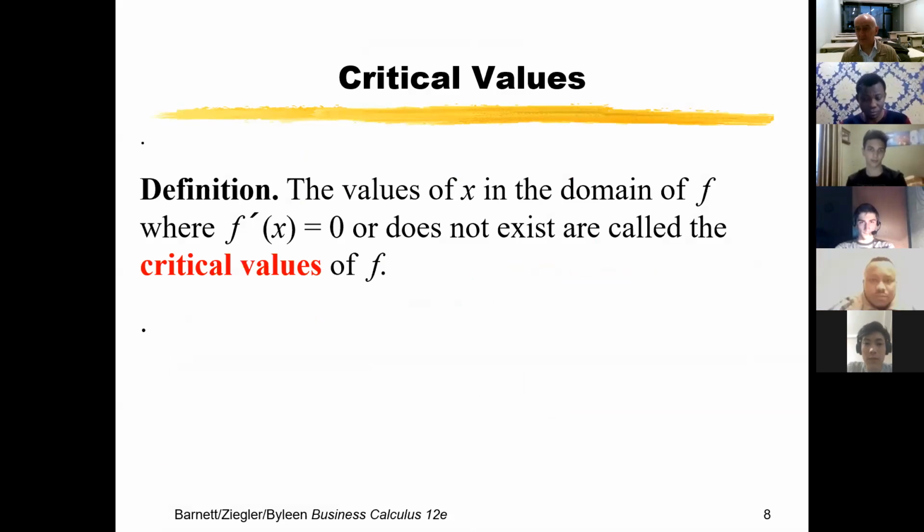Now, critical values. You should remember it very well. Hi, Emmanuel. Hi. Good afternoon. Sorry, I was late. I was doing something. Okay. Take your notebook and pen. Okay, 1 minute.